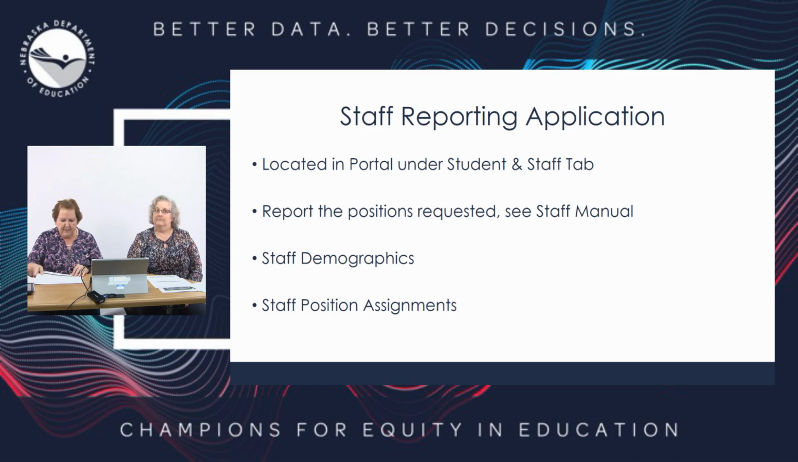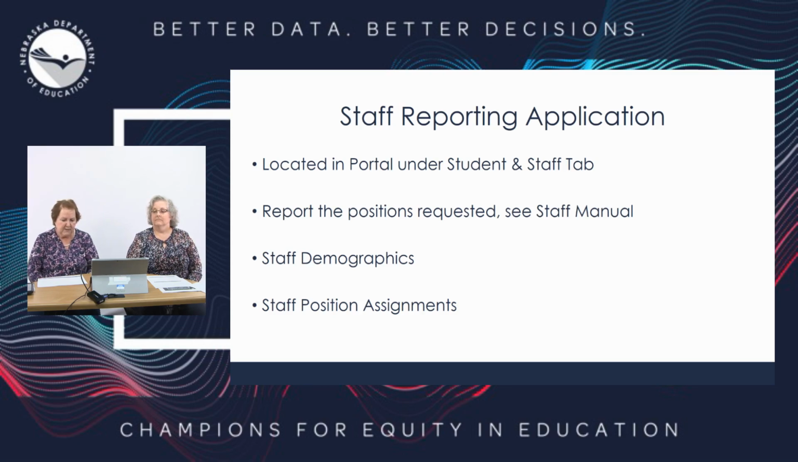The staff reporting application is located in the portal under the Student and Staff tab. The report includes position assignments and special program indicators, which are very important to the grants management system. There is a staff manual located under a button on the application if you have the activation code to get into it, or it's also available under Policy and Research on the NDE homepage, then click on Data, Research and Evaluation. On the left-hand side, there's a menu that includes staff reporting.